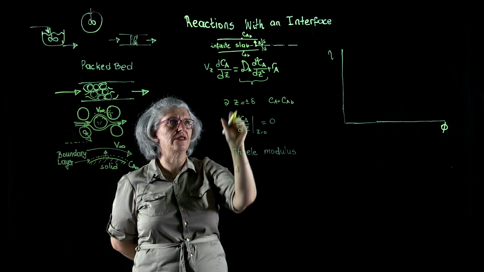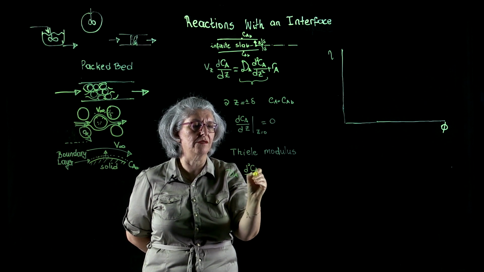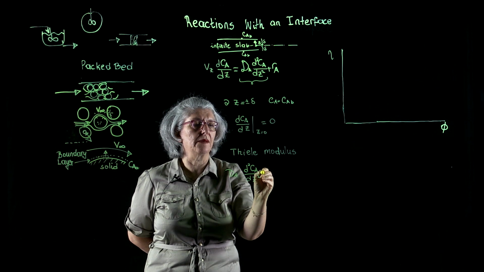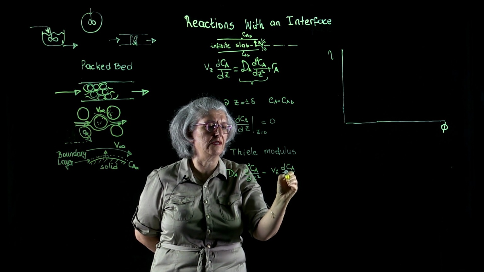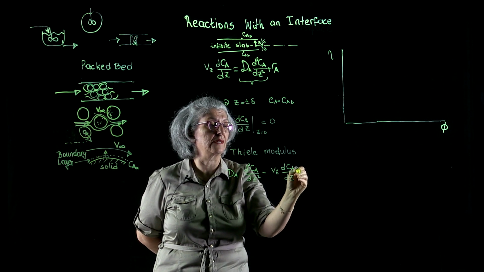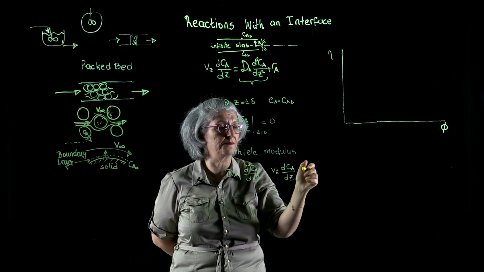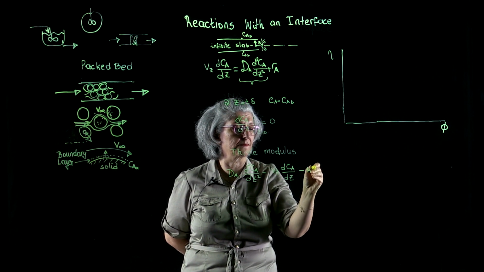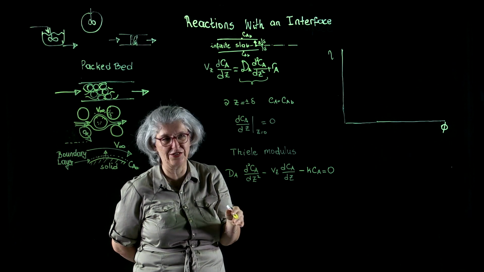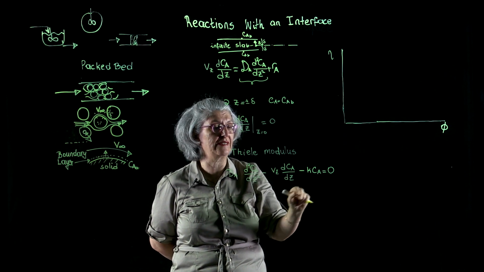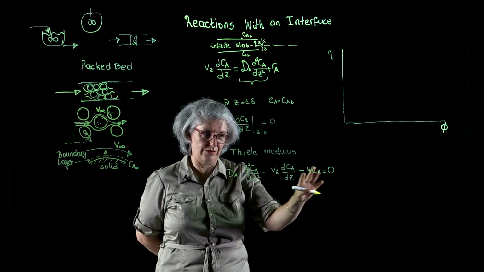I will rearrange this differential equation: dA d square Ca over dz square, minus Vz dCa over dz, plus R sub A, where R sub A was minus K times Ca, everything is equal to 0. For a first order reaction, of course, it's not general. For first order reaction, R sub A is minus K times Ca. Now we're going to make this equation dimensionless.